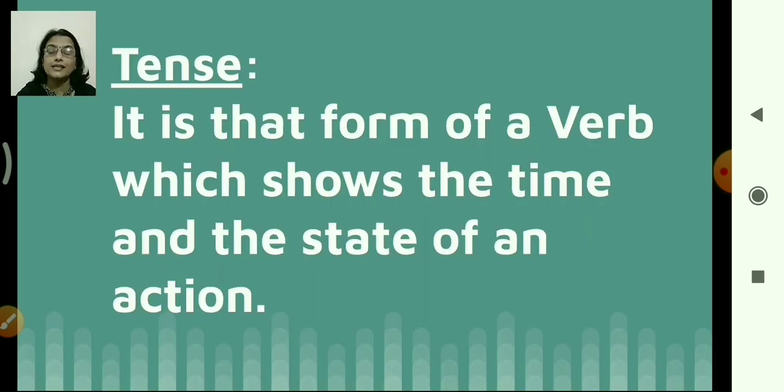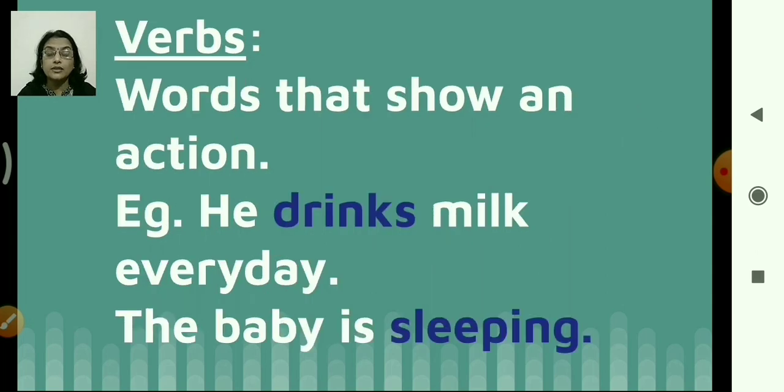Now what is tense? It is that form of a verb which shows the time and the state of an action. Now I hope you remember what is a verb. You have done this in your previous classes, right? You have learned it. So what are verbs? Words that show an action, right? In short, we also said action words, doing words.